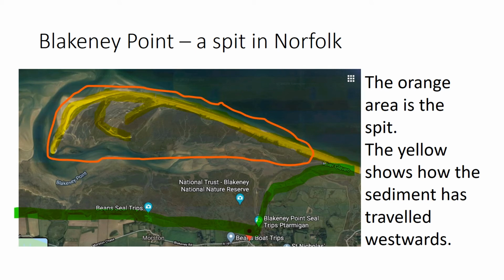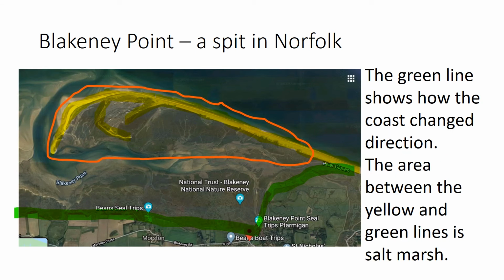So here's the same picture again, but with some annotations on it. The area circled by the orange, that's the spit itself. The yellow shows how the sediment has travelled westwards. Where the yellow bits are, that's where there's lots of sand and shingle that's been brought along the coastline by longshore drift. The green line at the bottom shows how the coast has changed direction. That marks where the coast used to be. Okay, and you can quite clearly see that the coastline there is not straight, it's changed direction.